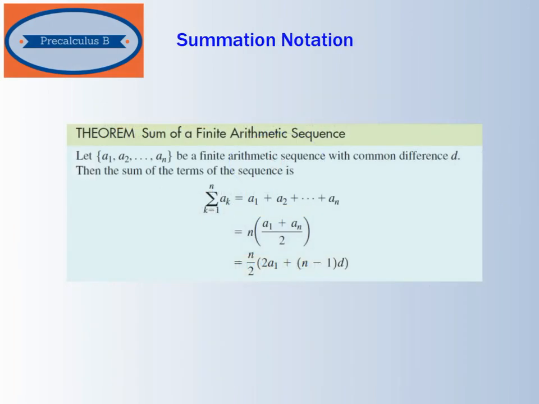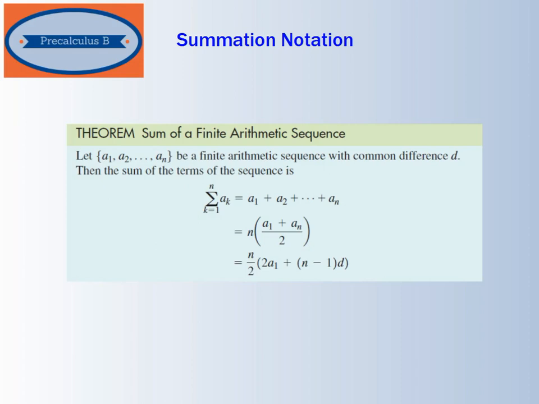So here we're going to take a look at a theorem for the sum of a finite arithmetic sequence. If we let the sequence a sub 1 all the way to a sub n be a finite arithmetic sequence with a common difference d, then the sum of a sub k from k is 1 to n is just going to equal a sub 1 plus a sub 2 plus a sub 3 all the way to a sub n, which is the same thing as saying n times (a sub 1 plus a sub n) over 2.